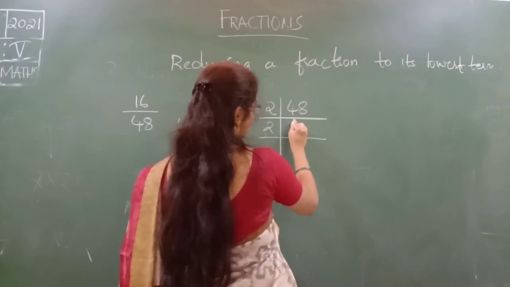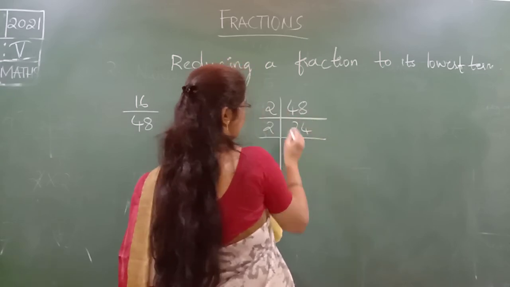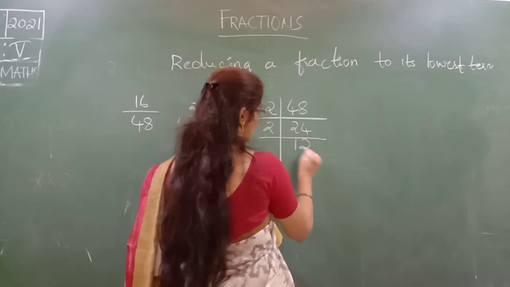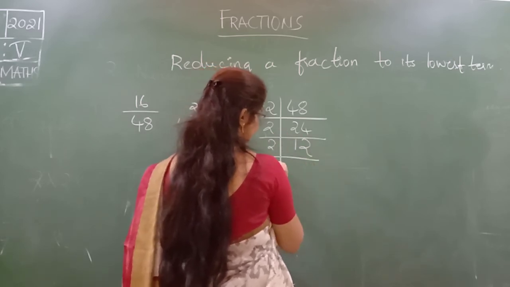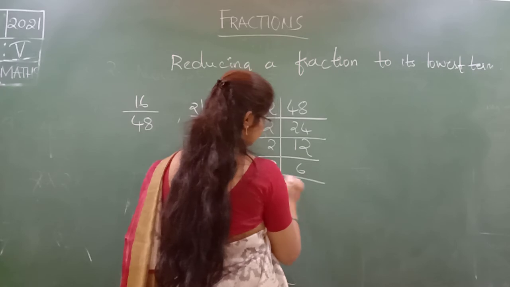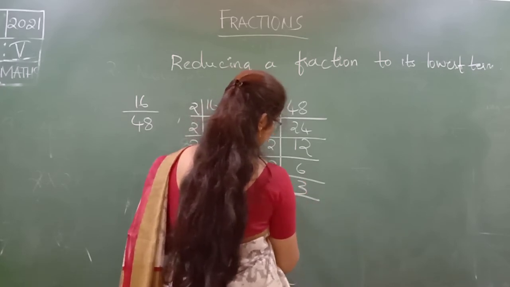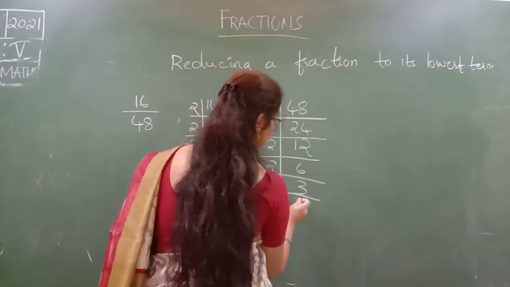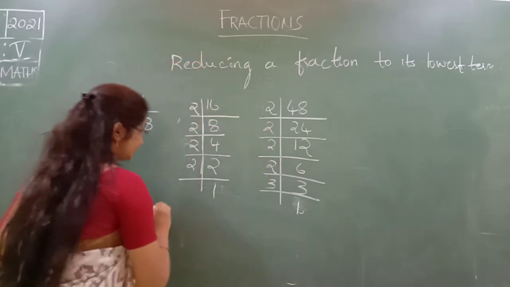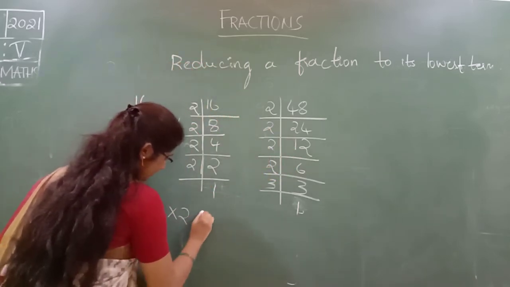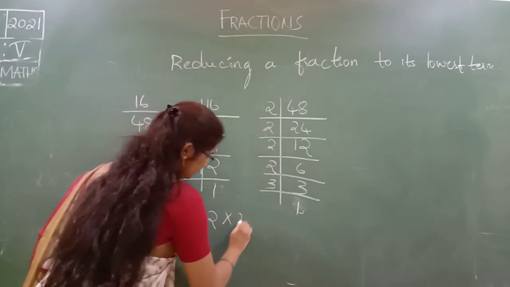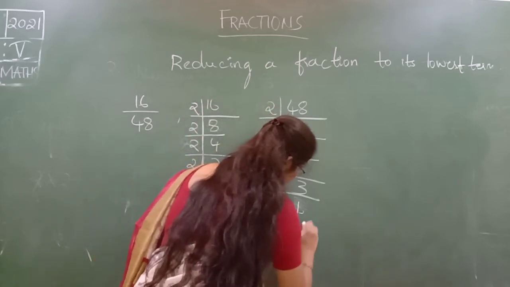48: 2 24s are 48, 24: 2 12s are 24, 12: 2 6s are 12, 6: 2 3s are 6. So 48 is 2 into 2 into 2 into 2 into 3.